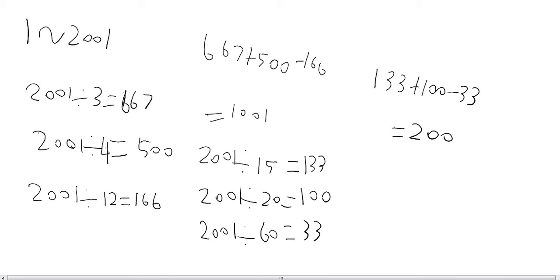And then basically the 200 is numbers that are divisible by 3 or 4 and also 5. So we have to subtract 200 from 1001, and we get our answer, 801.